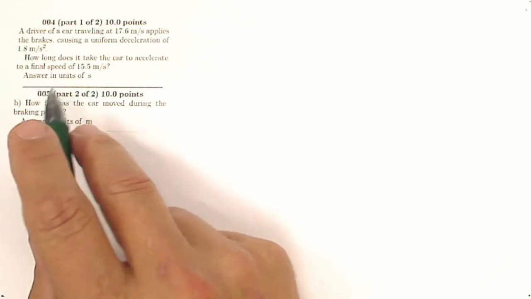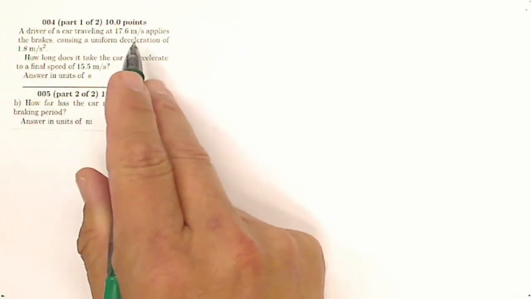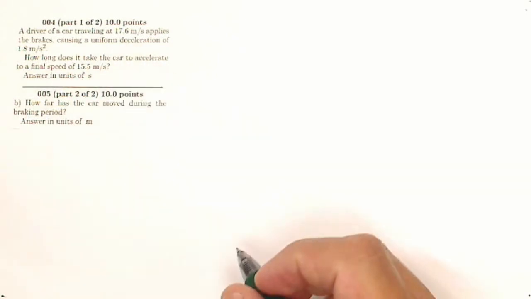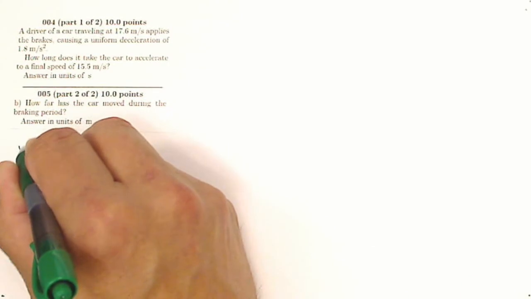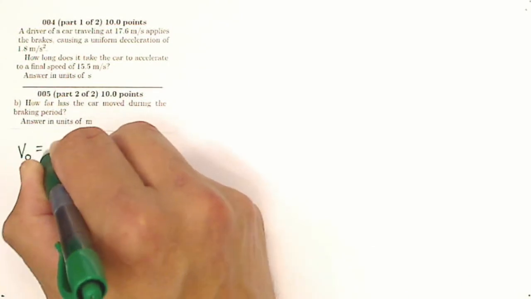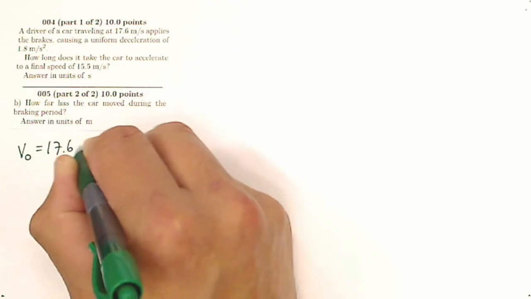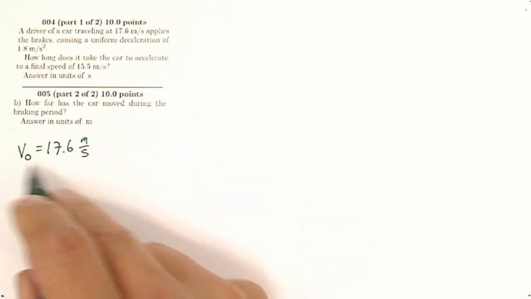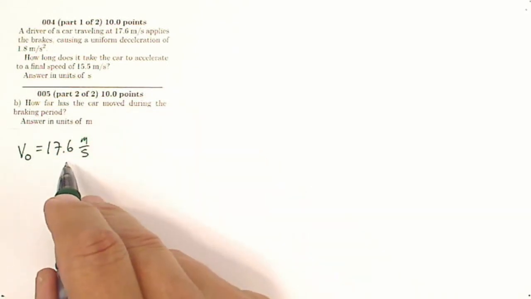This is physics homework number 5, questions number 4 and 5, a two-part problem. It says, a driver of a car traveling at 17.6 meters per second. Now wait a second, 17.6 meters per second. That seems like the velocity that it's going initially is 17.6 meters per second. So I'm going to write V0 is 17.6 meters per second.